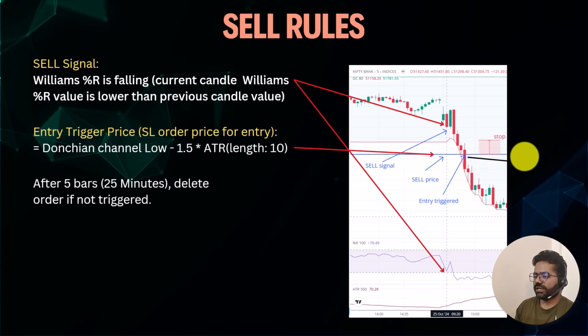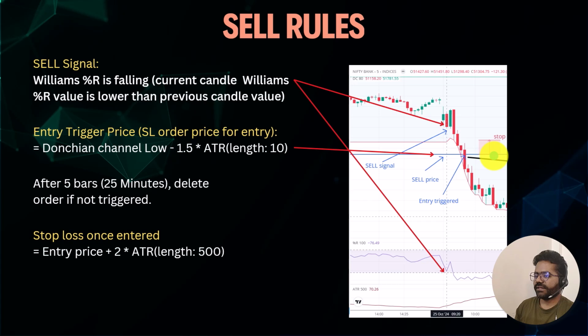Again, same rules: within 5 candles, which is 25 minutes, if the order is not triggered, we will delete the order. But if the order is triggered, then we place our stop loss using this formula, which is entry price plus 2 times of ATR. For entry, we are using length 10. For exit or stop loss, we are using length 500.